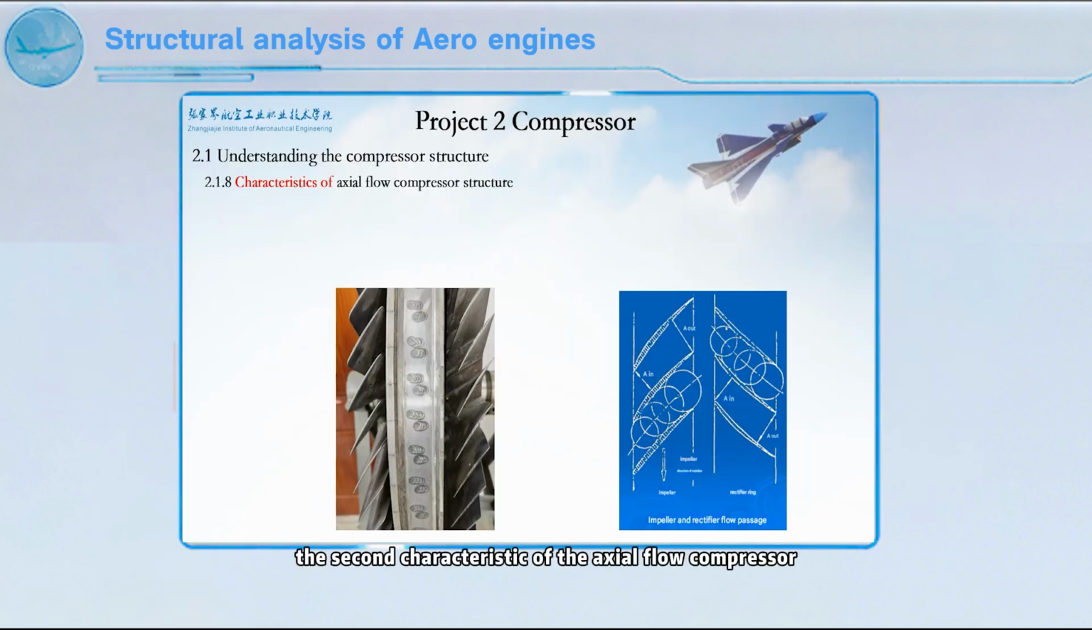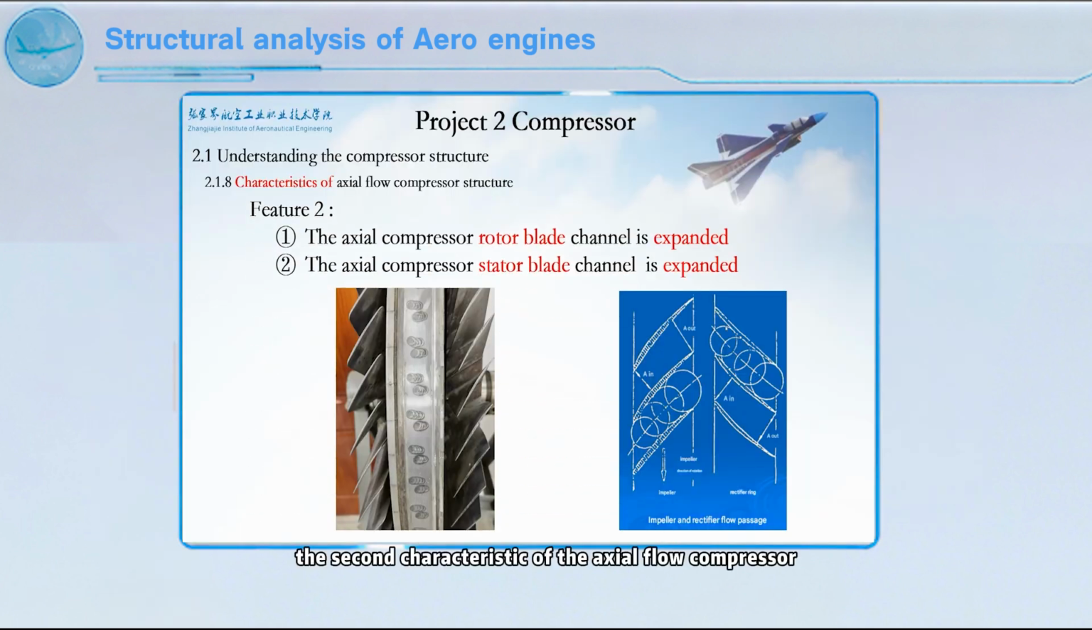The second characteristic of the axial flow compressor is that the axial flow compressor rotor blade channel is expanded, and the axial flow compressor stator blade channel is also expanded. Students, can we think about why their blade channels are made to be expanded? The reason is that the supercharging principle adopted by the axial flow compressor is diffusion supercharging.